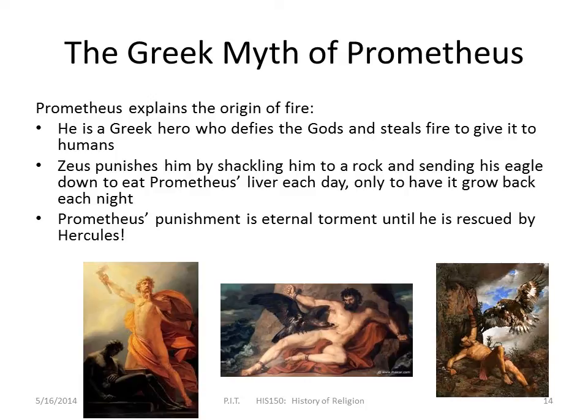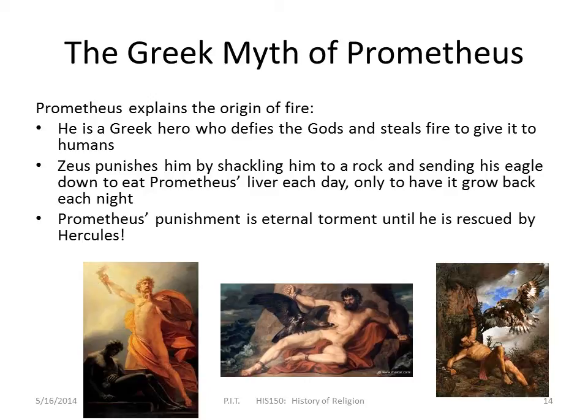So here are some representations of Prometheus in art. Here he is with fire, bringing it to humans. This is him shackled to the rock. There's the eagle chewing away at his liver. And here's another picture of him shackled to the rock with the eagle about to land.